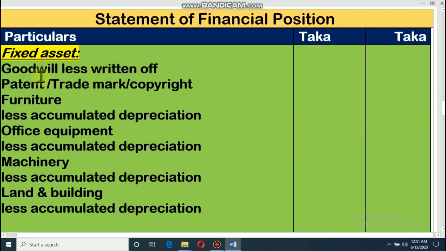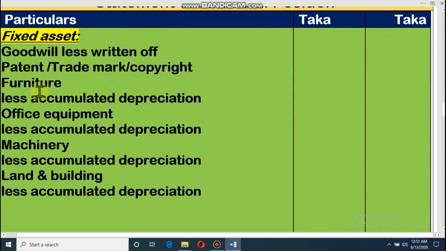That means goodwill, patent, trademark, copyright. These are the intangible assets, and if there is any written off of that asset, then we will subtract it from that asset. Then furniture, office equipment, machinery, land and building. All of these are assets of this organization, and from that asset we have to subtract the accumulated depreciation. Same, this written off and accumulated depreciation are synonyms, just only for intangible asset.